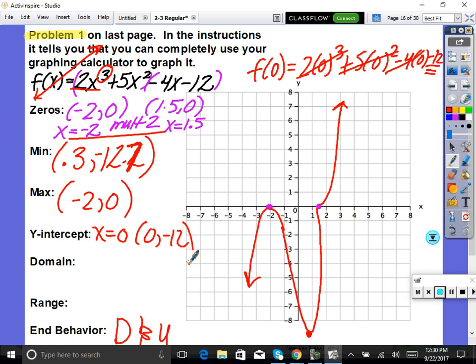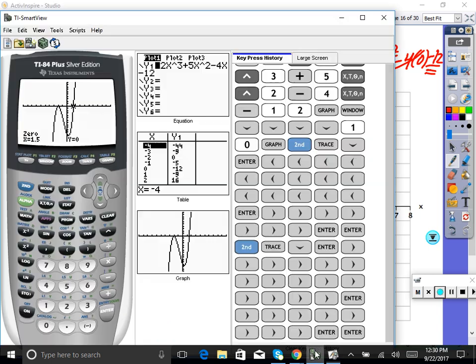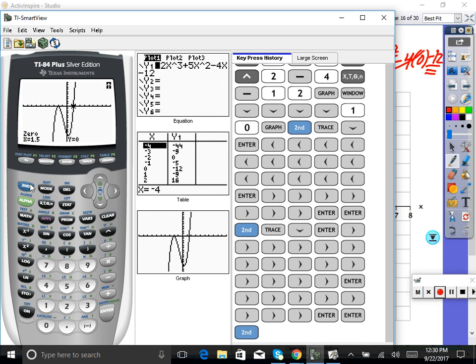Let me show you another way to do that. Y-intercept is always when x equals 0. Look, if you go to, look right here, it says table of values. Second table of values, look. At 0, we're at -12. Another way of doing it. But I always use algebra because I'm an algebra person.